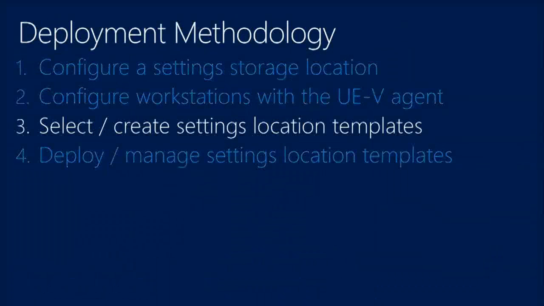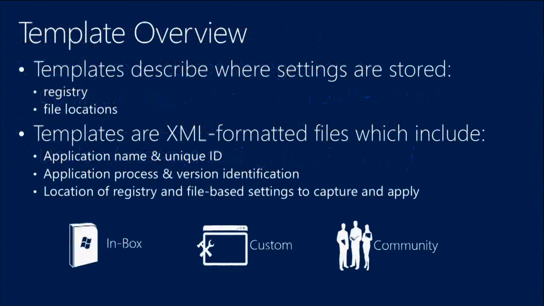All right, next one. Select and create location templates. Now, these are great for the traditional apps, and this is where we want to look at this. Templates, essentially, for desktop applications, provide us a method to know which registry settings we're looking at and which file locations we're looking at to get the settings. Now, they're XML formatted documents, very simple. They're fairly human readable as you go through this, things like application name, ID, version, process, those kind of things.